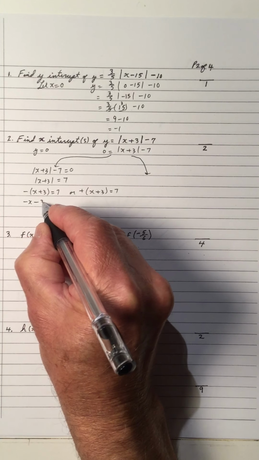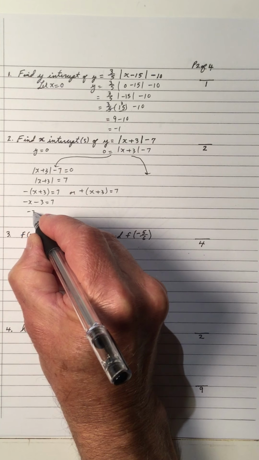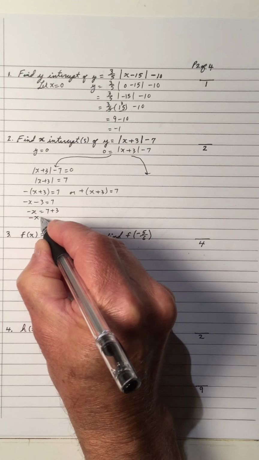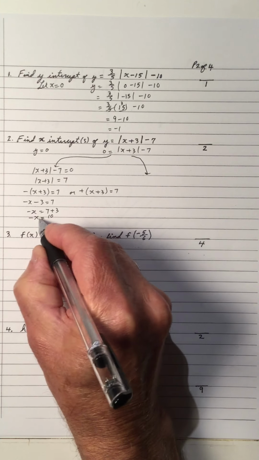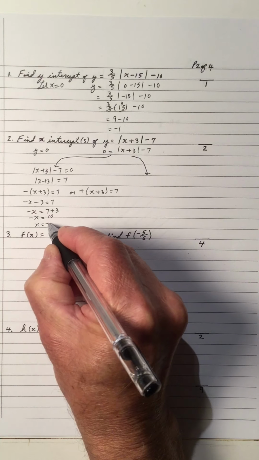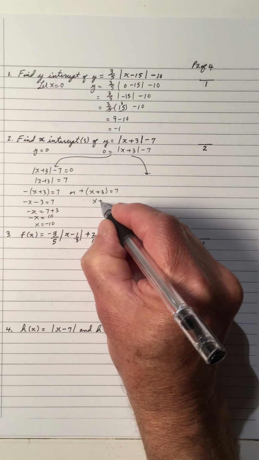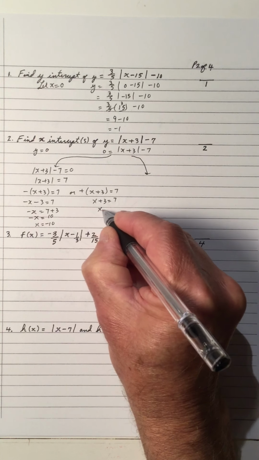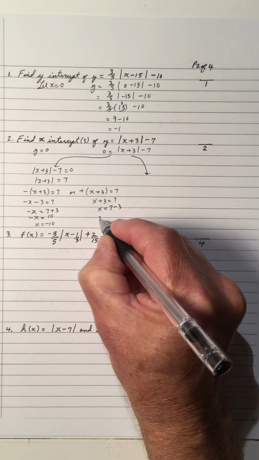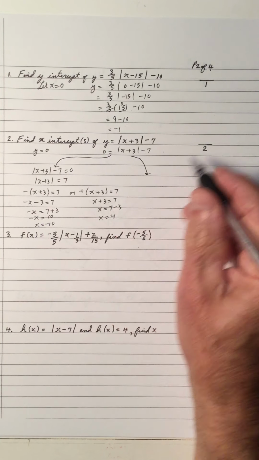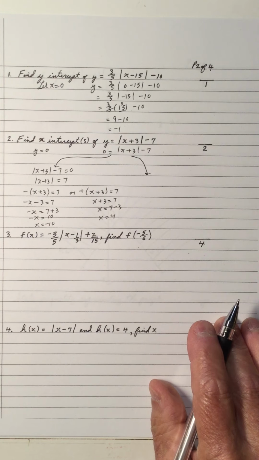Negative x minus 3 equals 7. Negative x equals 7 plus 3. Negative x equals 10. Divide by negative 1, x is equal to negative 10. And for the positive, we don't change, so x plus 3 equals 7. x equals 7 minus 3. x is 4. So you got 2 answers. We got each of these answers. You give yourself 2 marks.